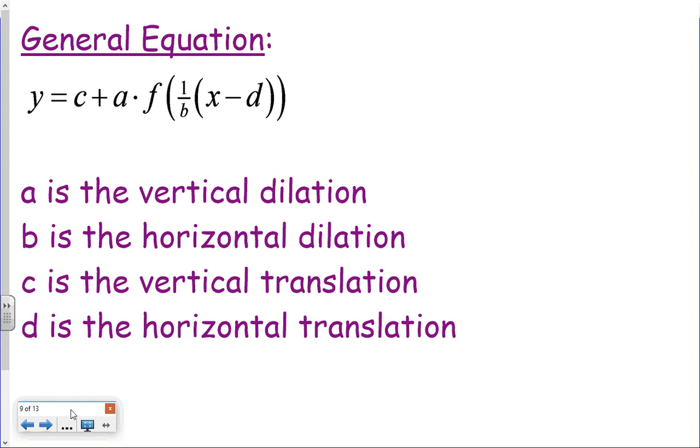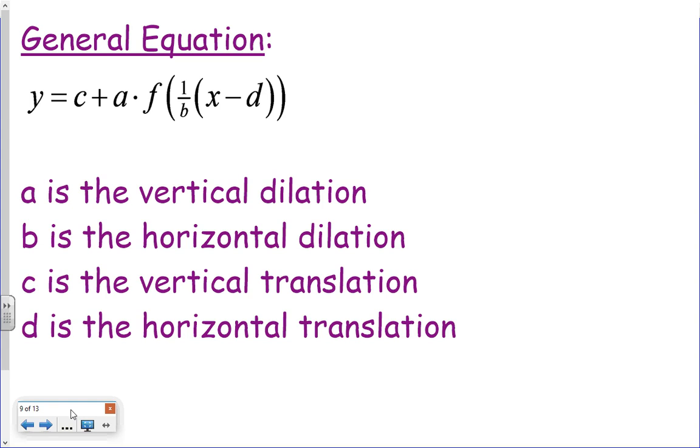That right there is a transformation of function f with the following features. The value of a represents your vertical dilation factor. The value of b would be your horizontal dilation factor. The value c represents your vertical translation. And the value of d represents your horizontal translation. That right there is what we're trying to come up with.